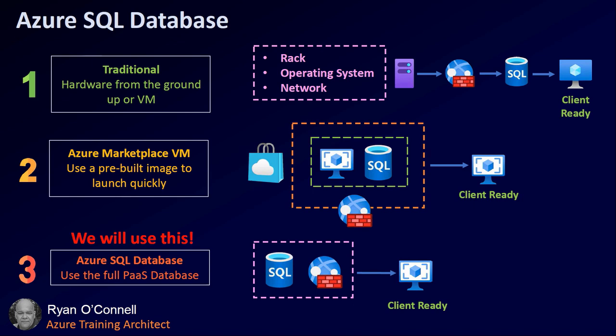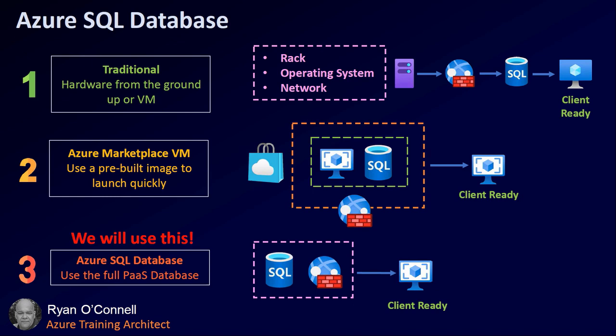Then Microsoft have the Azure Marketplace, where you can use a pre-built image to quickly launch. This is an image that has everything ready, so you can go ahead and deploy it. And then of course we have the Azure database, and we will use the full PaaS database. As you can see, the solution's a lot quicker. It has the SQL database for us, and it has the firewall, and we can actually deploy it straight away. With the marketplace, you'd have a server with SQL on it and a firewall, and then you could set it up and send it to your client. Obviously, because it's pre-built and ready to go, it's a lot quicker.